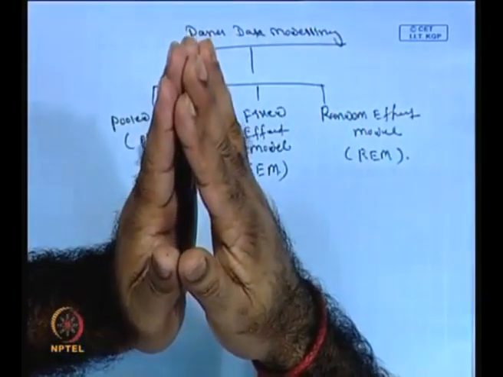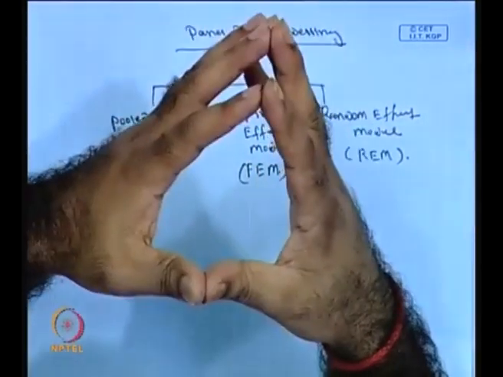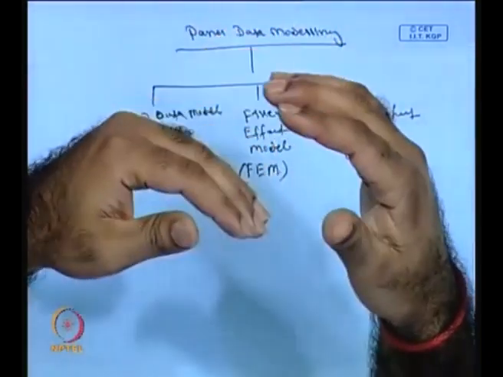In pool data, we are just pooling the cross sectional and time series observations without having the impact of individual effects and time series effects. We are just observing or pooling the data and estimating the process. So it is not a pure feature of panel data setting. The features of panel data setting we can observe from the fixed effect model and random effect model.